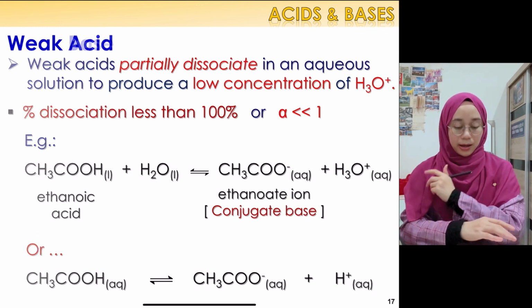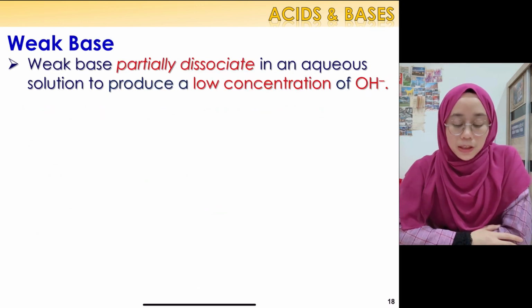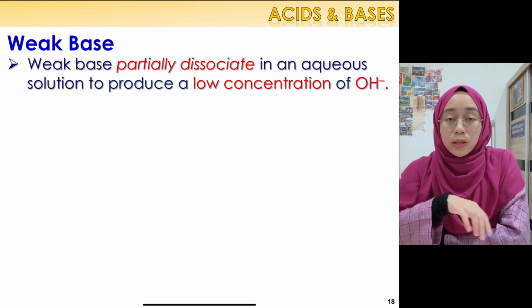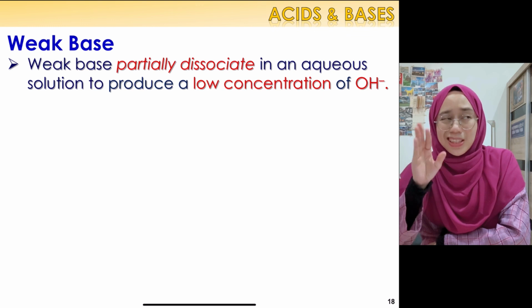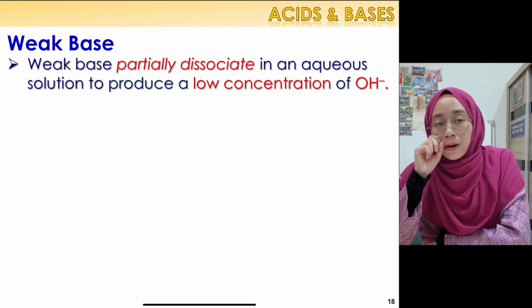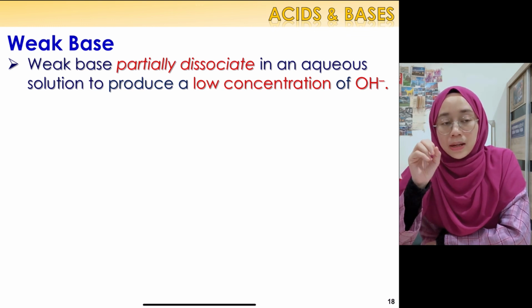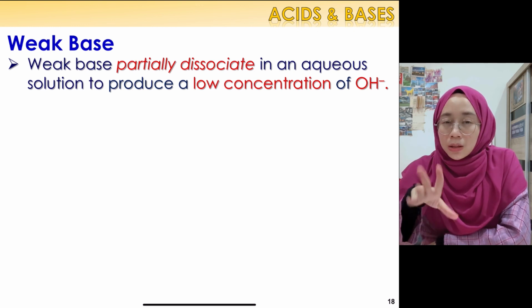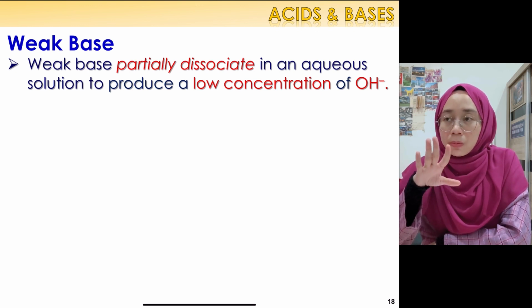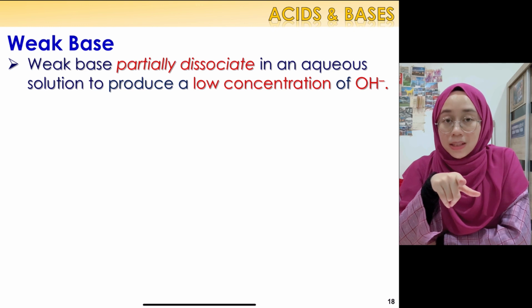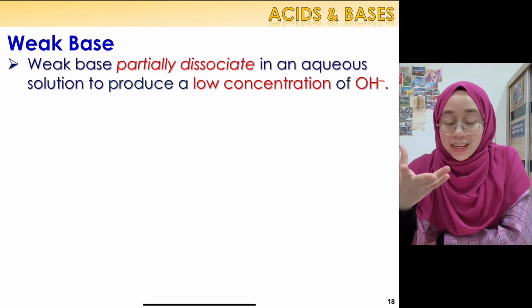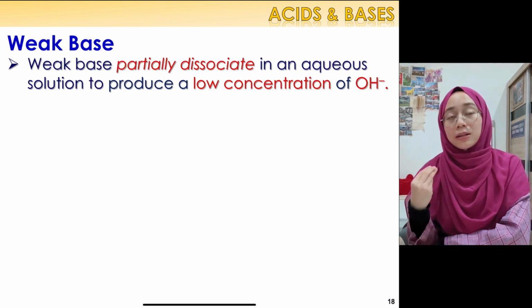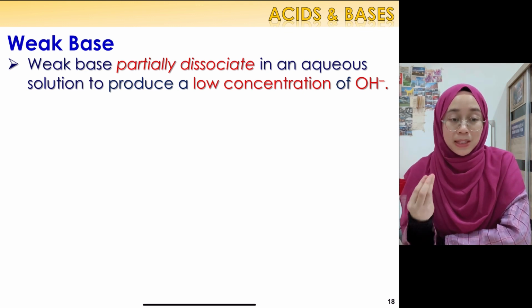Okay, and then kalau kita tengok weak base pula, weak base partially dissociate in aqueous solution to produce a low concentration of OH-. Still kita boleh nampak formation of OH-, it's just that we cannot see very obvious dekat the species itself ada OH. Tu je beza dia dengan yang strong base. Strong base very obvious, oh dia ada OH dalam species tu. So kita tahu dia boleh produce OH minus. Okay, tapi untuk weak base ni tak obvious pun species tu ada OH minus.